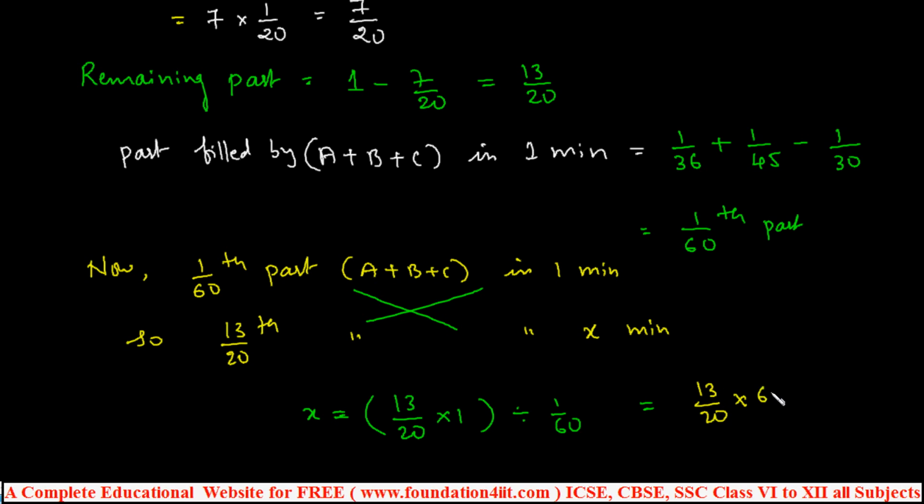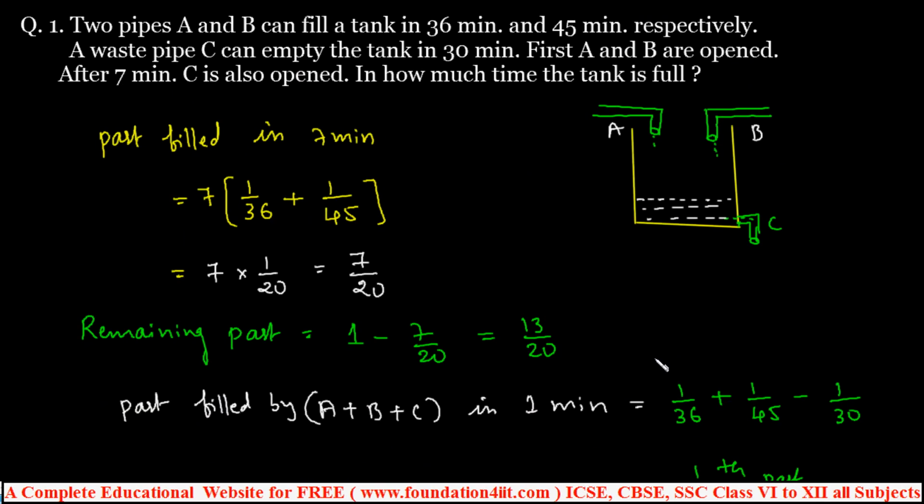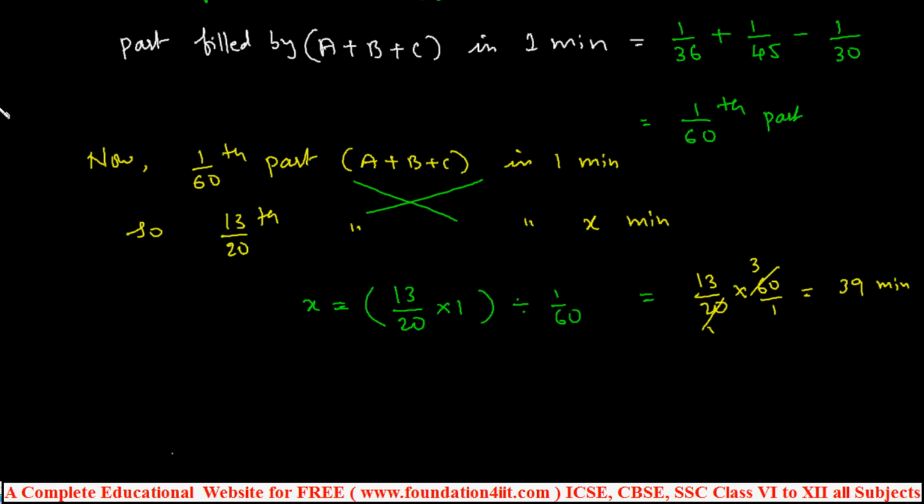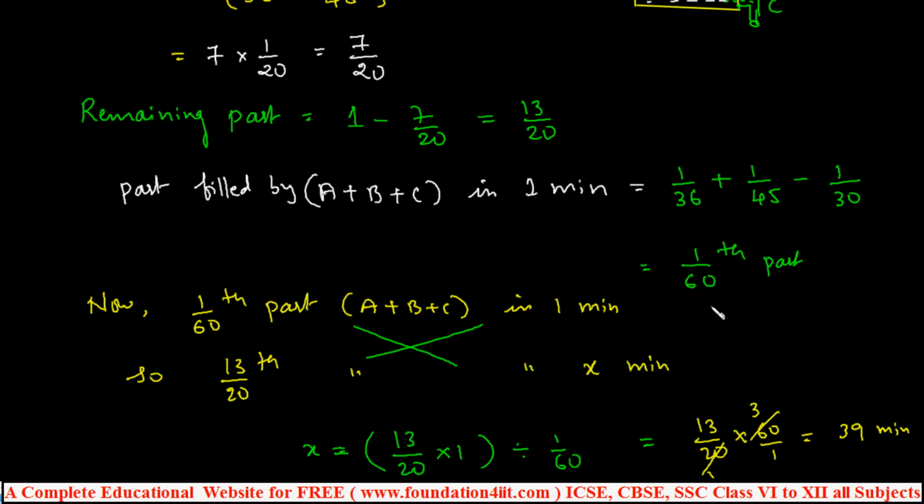So if we keep it as a multiplication symbol, 60 by 1. Calculate this. 20 threes are 60, and 13 into 3 is 39. So 39 minutes. So the total time taken to fill the tank is 39 plus 7, because 7 minutes are already filled. If you want to calculate the total time for the tank to be filled, it is 39 plus that 7 we already used. So 46 minutes total. So the main thing is how much part is over, and for the remaining part you have to calculate. Based on that you can write the statement and calculate easily.